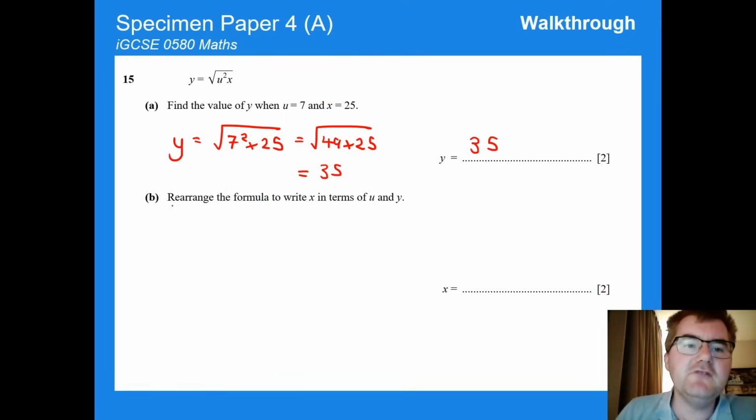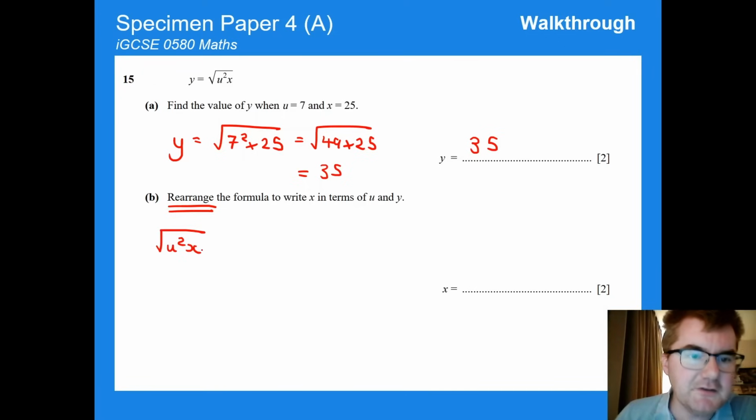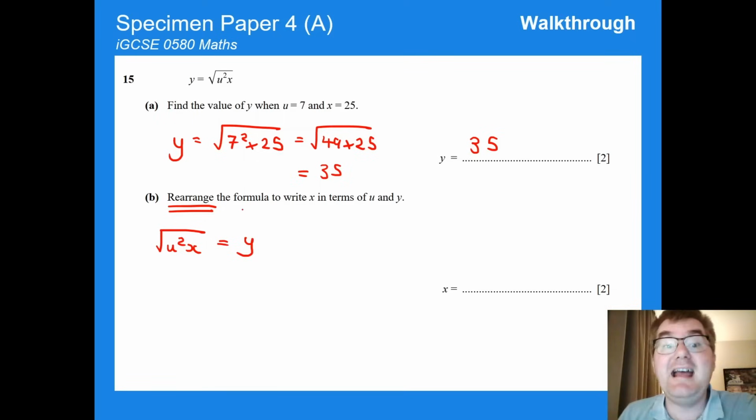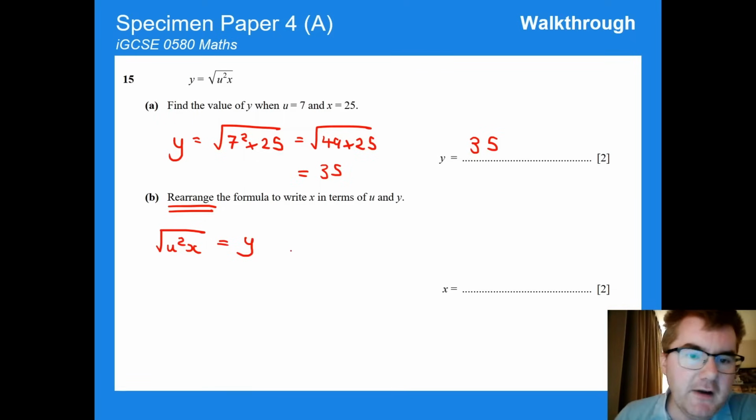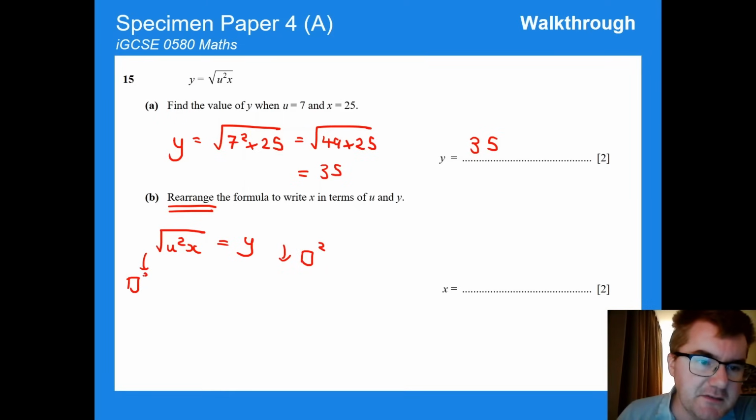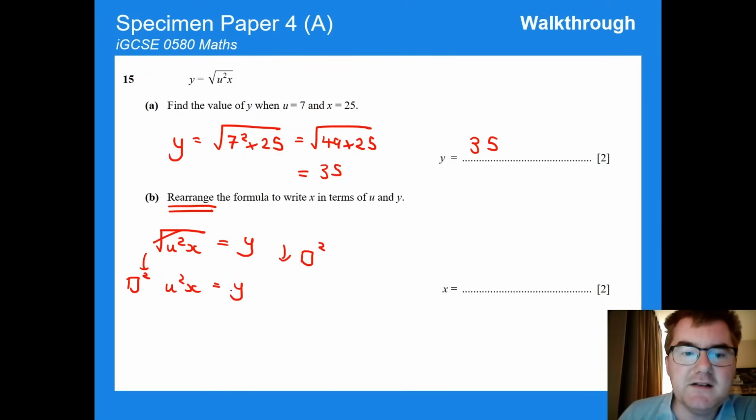And this is very typical, this rearranging, so look out for this, to write x in terms of u and y. So we want to get x on its own. The way I generally begin this is flip it over, so I already have x on the left-hand side before I do anything. And now we just chip away at it to get x on its own. This square root's annoying, so we're going to square on both sides. So it disappears. That gives us u squared x is equal to y squared.